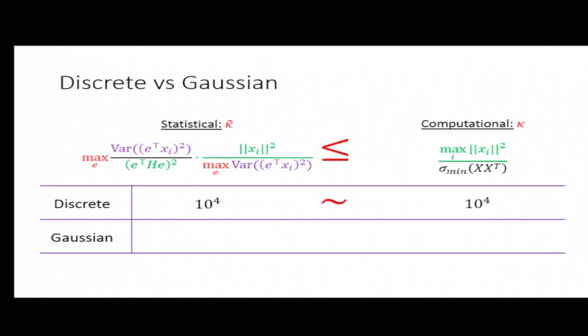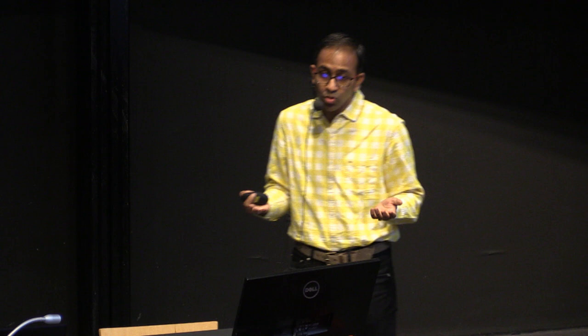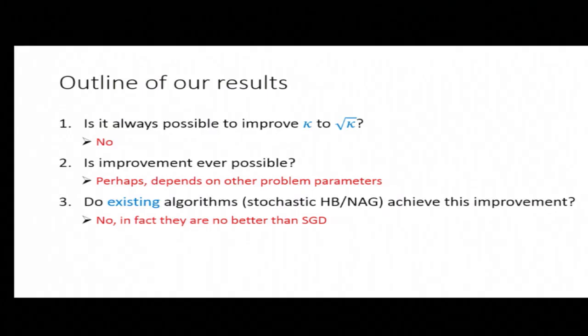On the other hand, in Gaussian distribution, the statistical condition number is given by the dimensionality, which is 2 in this case, and that's why you have a big gap between computational and statistical condition number, and you can hope to get some acceleration here. So now, the next natural question is: do existing algorithms achieve this acceleration? That is, let's say if you use stochastic heavy ball method or stochastic Nesterov's accelerated gradient method, do they achieve this improvement? And surprisingly, the answer turns out to be no.